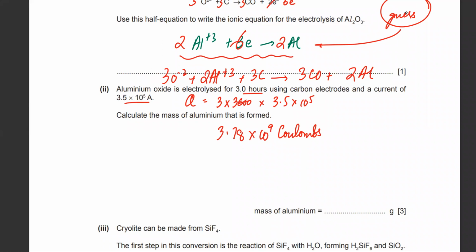Now, when we're doing this thing, I told you that there's a Faraday constant. Faraday constant tells me that 1 mole of electrons has a charge of 96,500 coulombs. So you have had these many coulombs. So how many moles of electrons do you have? So it's going to be 3.78 into 10⁹ divided by 96,500. So what do we get for that?